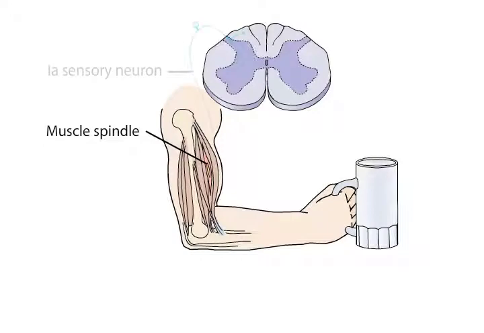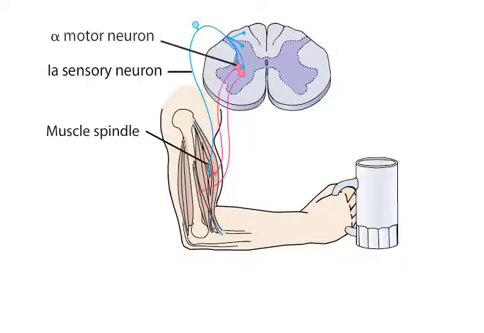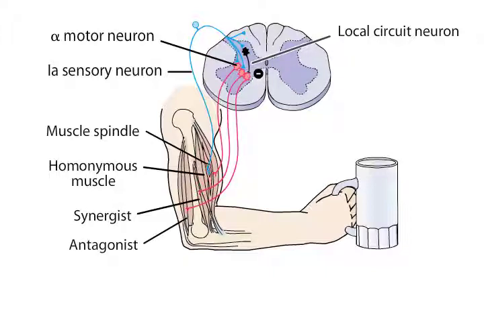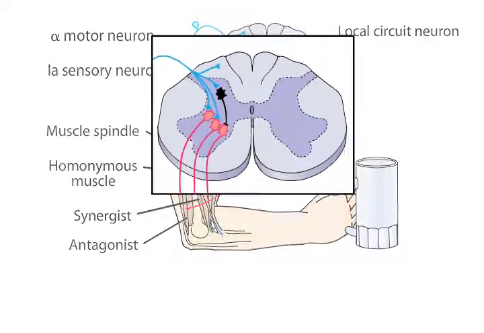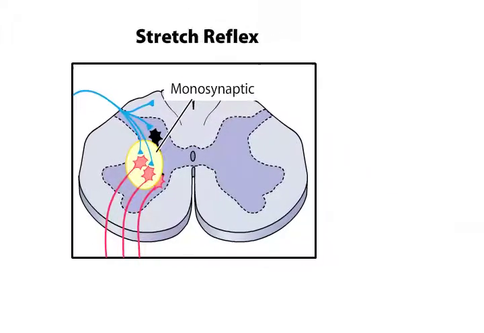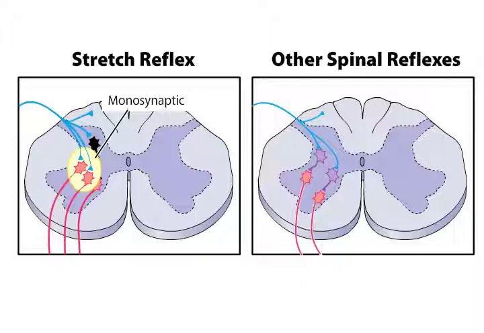The sensory neurons form monosynaptic excitatory connections with the alpha motor neurons in the ventral horn of the spinal cord that innervate the same, homonymous, and synergist muscles. The sensory neurons also innervate local circuit neurons that form inhibitory connections with the alpha motor neurons of antagonistic muscles. The monosynaptic pathway from the spindle to the alpha motor neuron is unusual. Most sensory neurons from the periphery do not contact the lower motor neuron directly, but instead exert their effects through local circuit neurons.